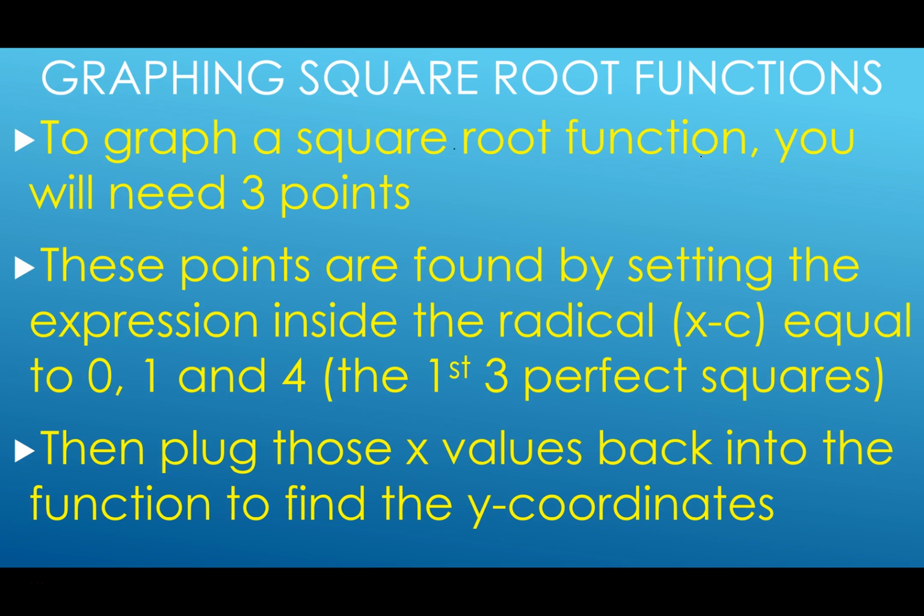3 points. We find these points by setting the inside of the radical, the x minus c portion, equal to 0, 1, and 4. Well, why 0, 1, and 4? Those are our first 3 perfect squares. So using those values will allow us to have a perfect square root, so then we can actually evaluate and get a nice number without a decimal. You can theoretically plug in any number you want for x. It's just going to give you most likely decimal values that don't work out the greatest. And again, if you don't have a calculator, it can kind of be a pain.